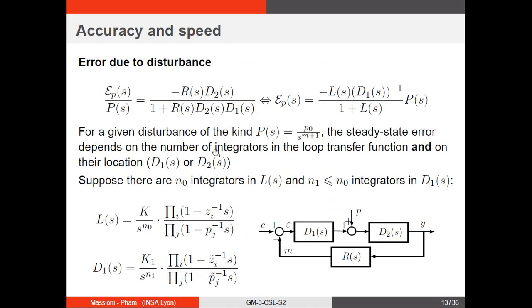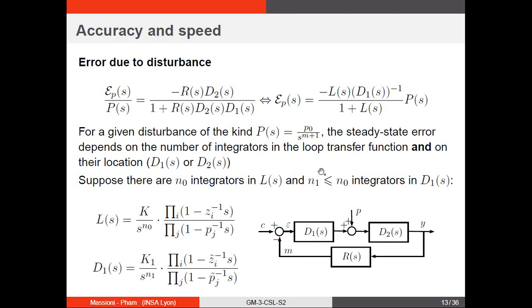Now let's look at the error due to disturbance. Again, assuming that the closed loop is stable, you can write the transfer function from p, the disturbance, to epsilon, as this, as we've seen before, which allows you to rewrite it in this manner just by factorizing this term over here as L, and D1 is left outside. So you can write it like this. This means that basically the effect of the integrators in this transfer function for the final value is limited to the integrators which are present in D1. So we have to focus on the numbers of integrators in D1.